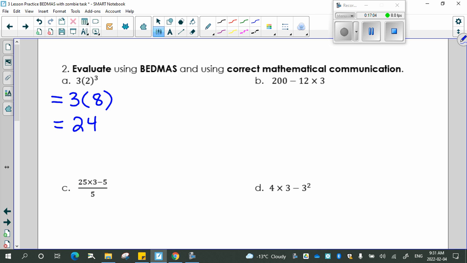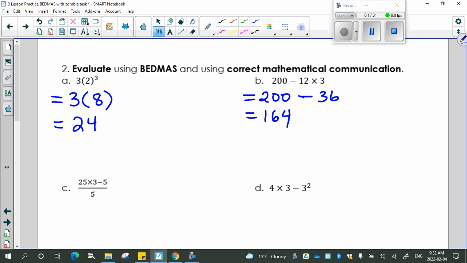Okay, try B. Okay, Alexa, can you walk me through this one? Yeah. So you start with 12 times 3 and then equals 36. So you keep the 200. Yeah. And then minus 36. Awesome. And then you do 200 minus 36 and then you get 164. Awesome. Everybody good with that one?